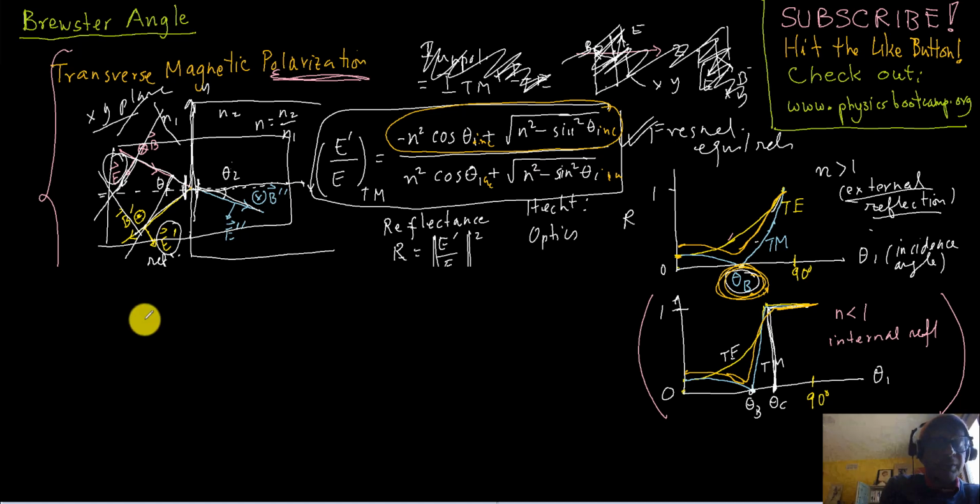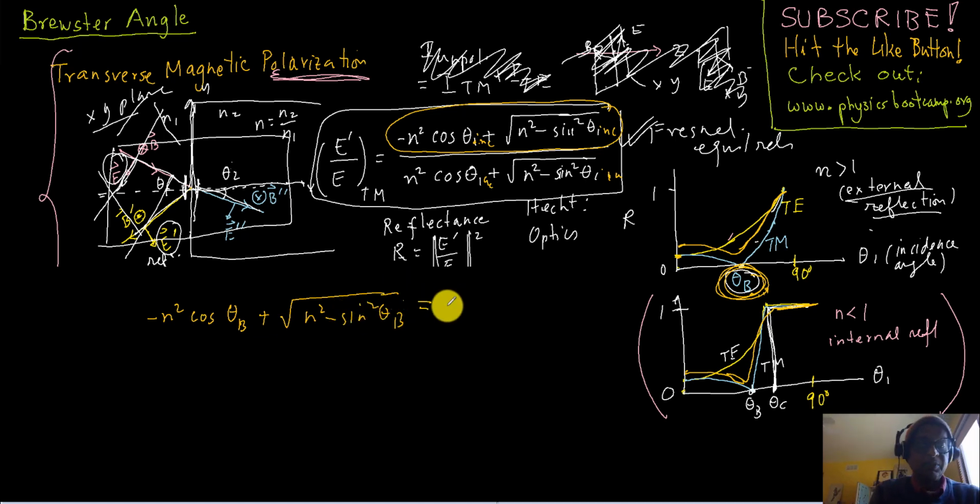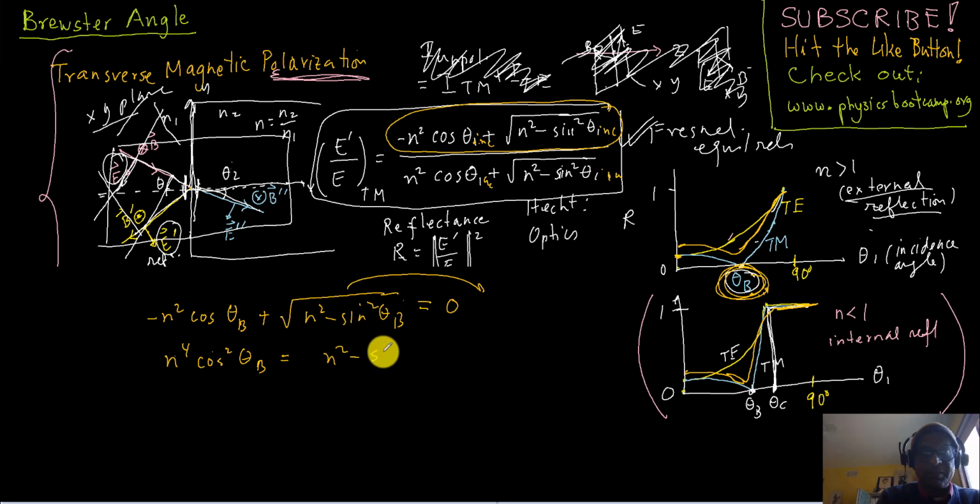Okay, so we say minus n square cosine theta Brewster times the square root of n square minus sine square theta Brewster equals 0. And you can simplify it by putting this on the other side, and then you have n to the power 4 cosine square theta Brewster equals n square minus sine square theta Brewster.